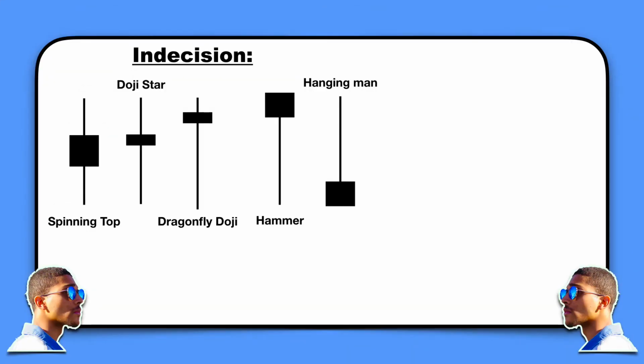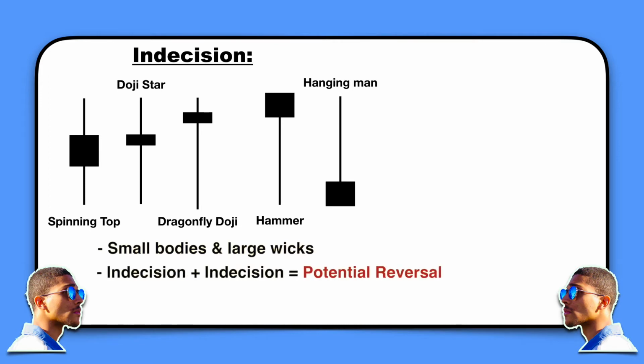Indecision candles appear when the market is being fought over by the bulls and the bears. Indecision candles can be easily identified by their small bodies and large wicks. When you take indecision candles and place them next to each other, it provides confirmation of a potential reversal. As you can see, there are a whole range of indecision candles, and I will not be looking at each type in detail because I do not think it is necessary. Well, at least for the strategy which I will be showing you.